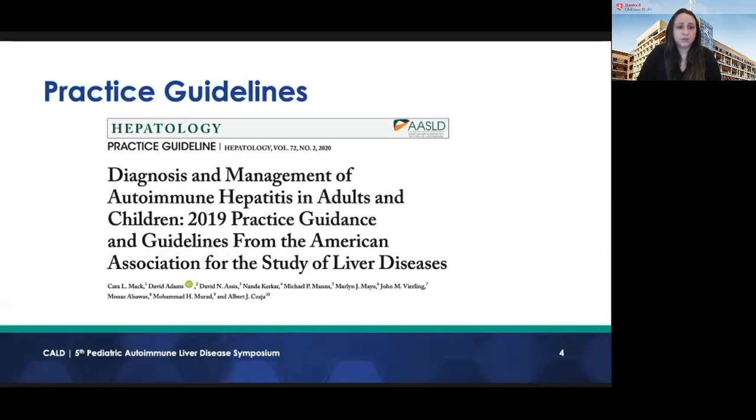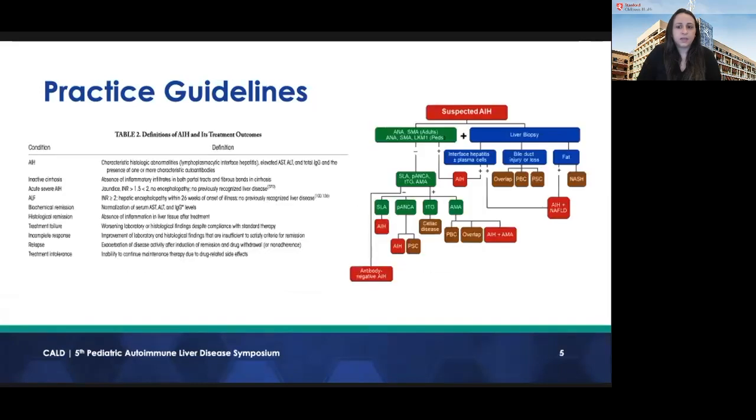First, we'll touch on the new 2019 guidelines for AIH by the AASLD. I wanted to highlight Table 2 that describes the different definitions we use to classify an AIH patient, most importantly describing treatment failure, incomplete response, relapse, and treatment intolerance. Establishing these definitions allows for unified categorization of patients and how we manage them clinically and use in research studies.